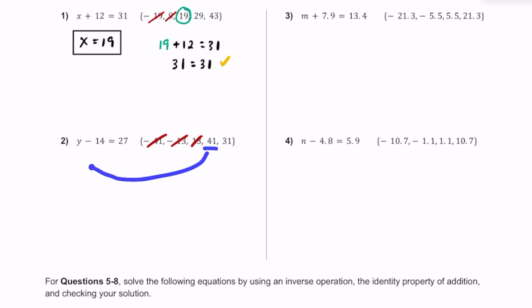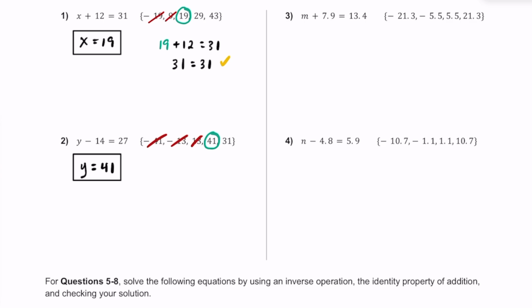If we take 41 and plug it in here, maybe we can write it this way: 41 minus 14. You've got to borrow here, that would be a 3, that would be 11, that would be 7. Oh, that is 27, so this would be our answer choice here. So here, we can say that y would be equal to 41.